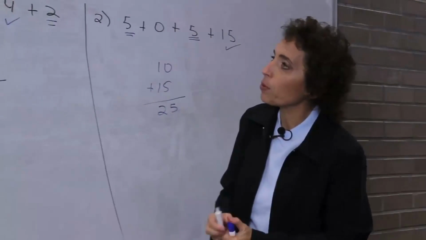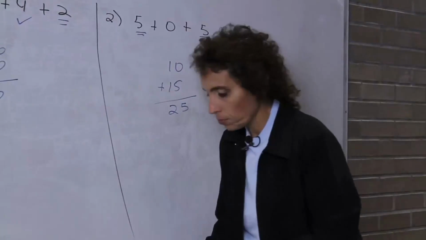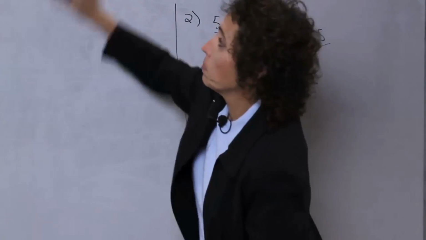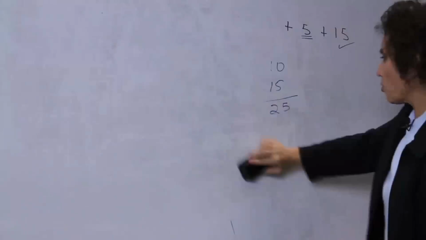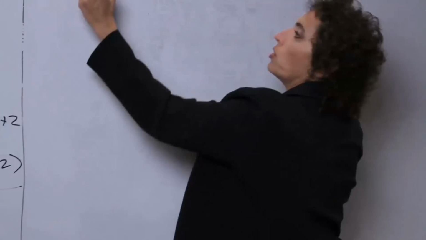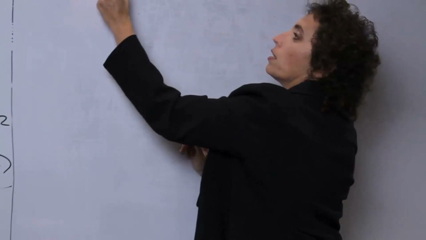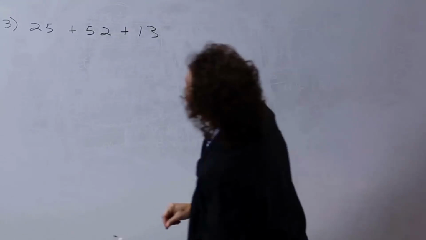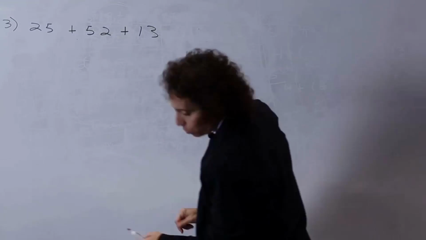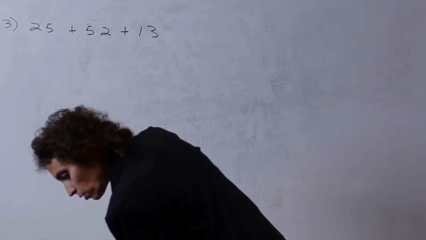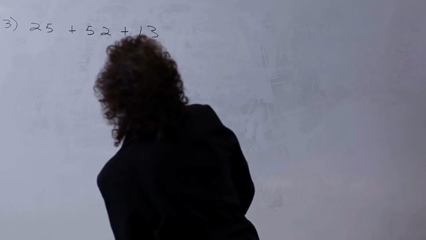Okay, let's look at number 3. Should I give you number 3? Well, I'll tell you what, let's do number 3 together. I'm thinking this one's a little harder. Think about what you might see here before we continue. 27, 52, 13.